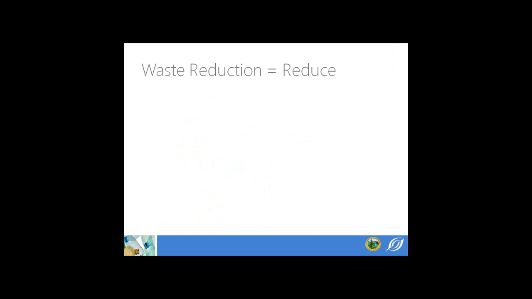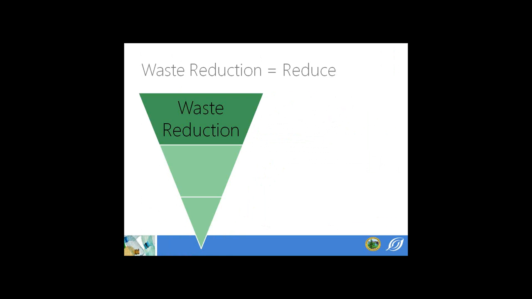Okay, so the first term, reduce, is waste reduction. When we're talking about waste reduction, we put it on the top of the hierarchy for a reason, because the best way to save resources is by not using them in the first place. That's what we mean by reducing: we can completely eliminate them from our daily habits to begin with. By doing that, we reduce a number of the impacts associated with them. Some of the ways that we can actually reduce is by reducing commercial packaging.